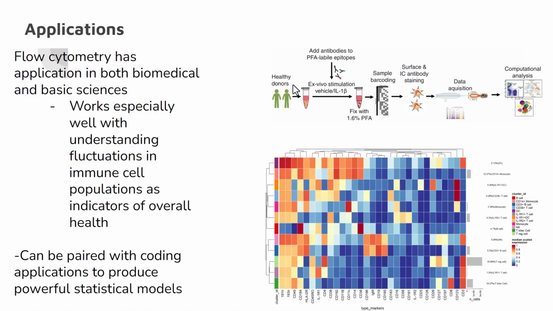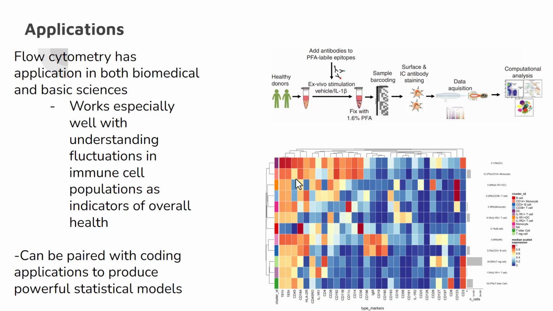There are several applications of flow cytometry, specifically in biomedical sciences. It works very well with understanding fluctuations in immune cell populations as indicators of overall health. So healthy donors donate tissue samples, flow cytometry is performed, and then data acquisition eventually results in a computational analysis. This computational analysis is typically paired with coding applications. These coding applications produce powerful statistical models.